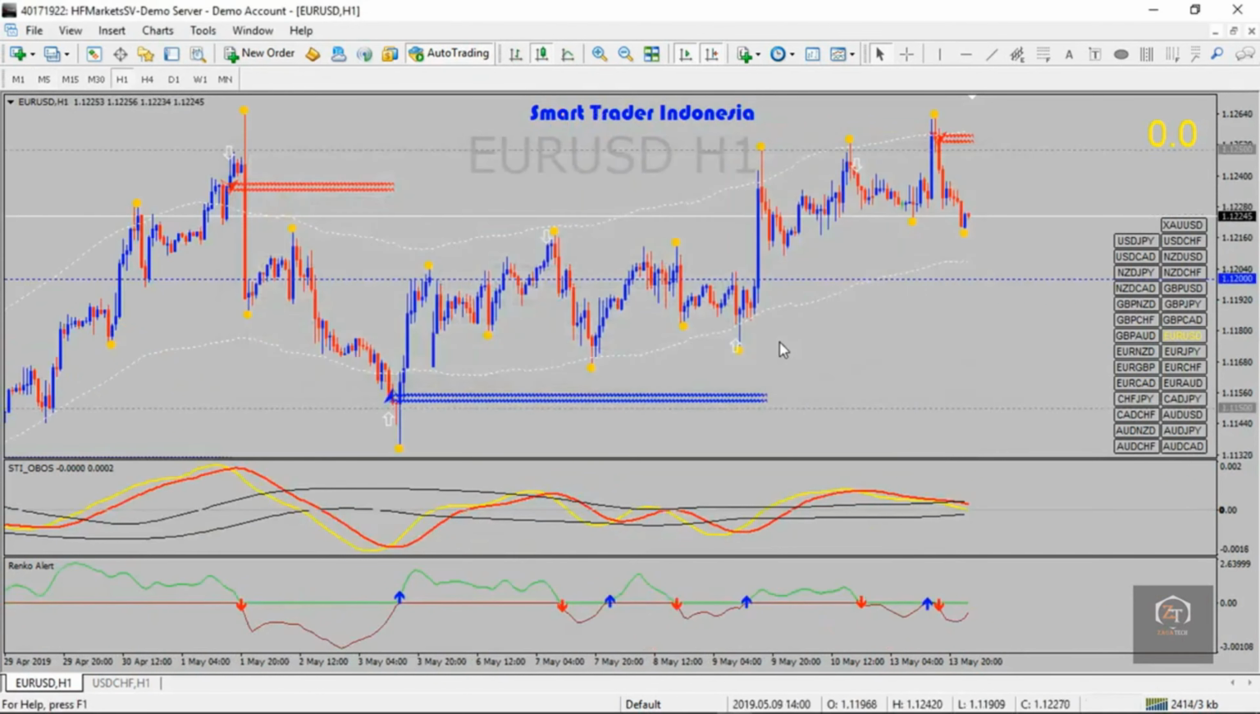This is still a selling signal. It's a sell signal, but no arrow yet. See what I'm talking about? A buy and sell signal here. 4 hours time frame, 1 hour time frame.